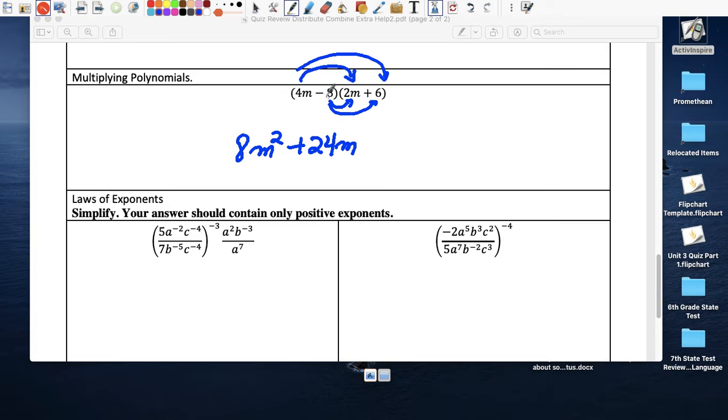Now we do the negative 8. Negative 8 times 2m is negative 16m. And negative 8 times positive 6 is plus 48. Can I combine any like terms? Yeah, these two are alike. So 8m squared, and if we combine these two, we get 24 minus 16, which is positive 8m. And then the plus 48.